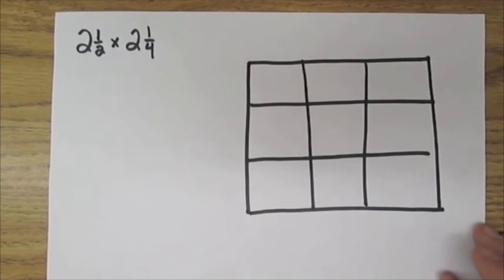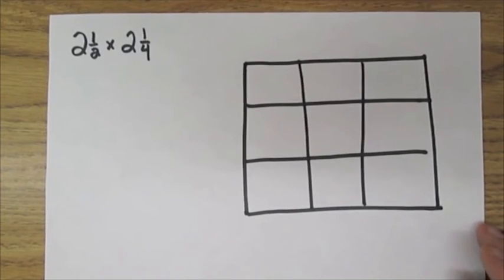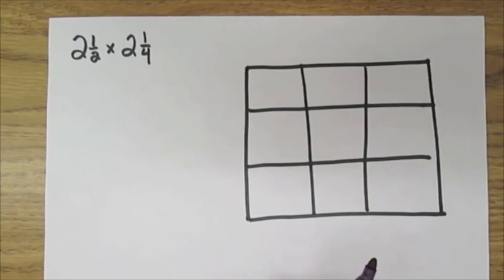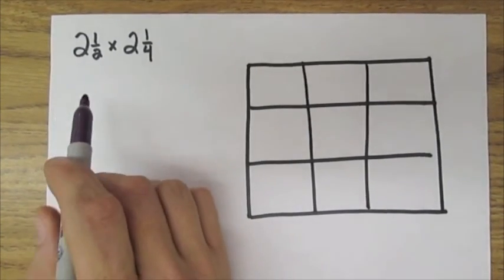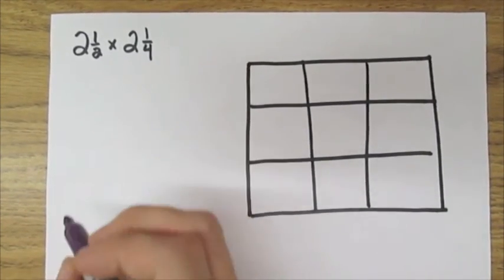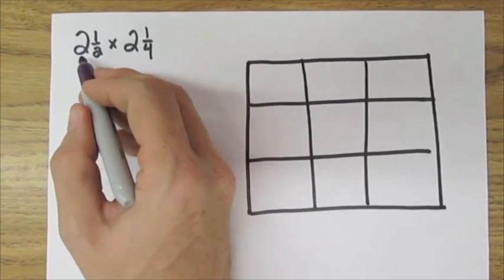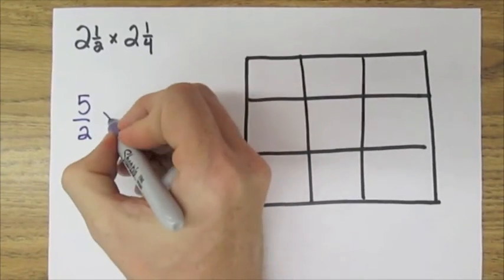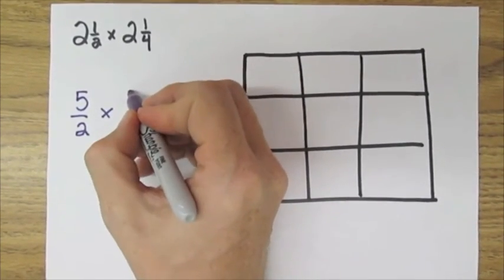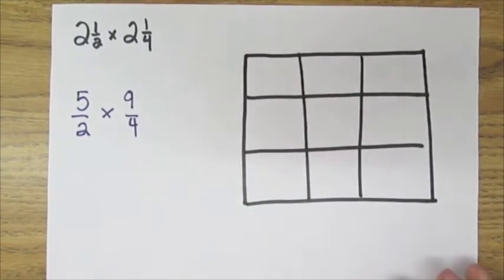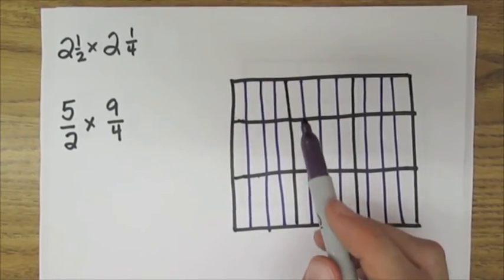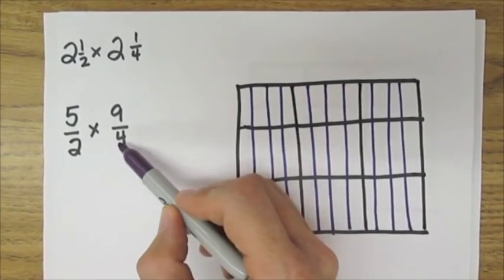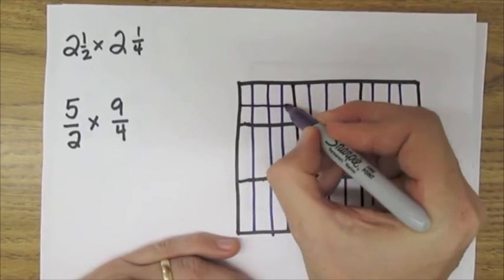Students should be able to use the area model to gain a deeper understanding of what we're doing when we multiply fractions by fractions in the standard algorithm. For example, if I were to rename each of these mixed numbers as fractions greater than 1, 2 1/2 would be 5 halves times 2 1/4, which would be 9/4. I could relate this back to our model by taking our fourths and taking 1/2 group of each fourth.